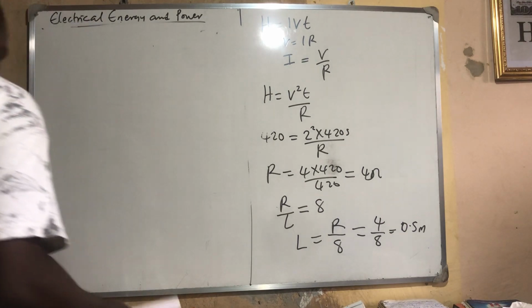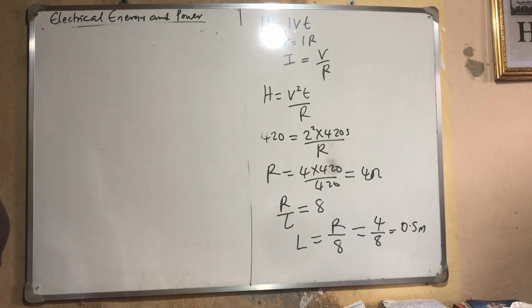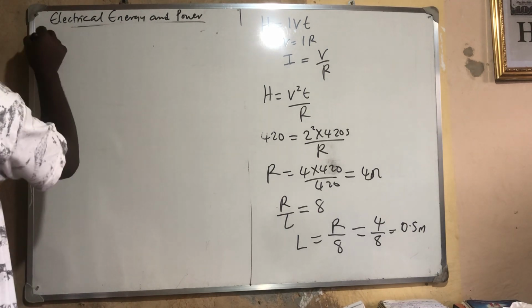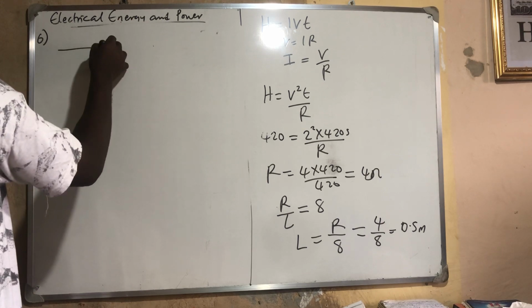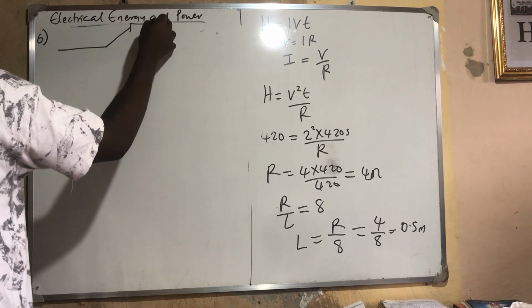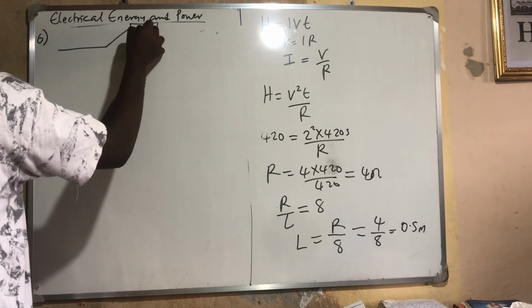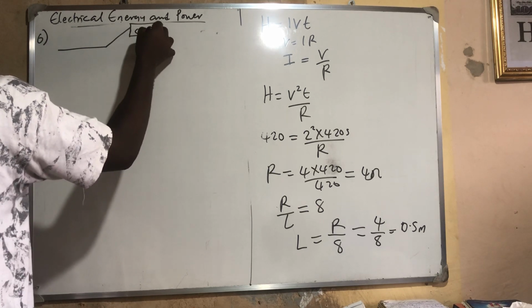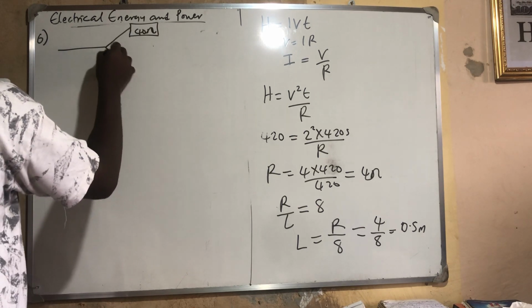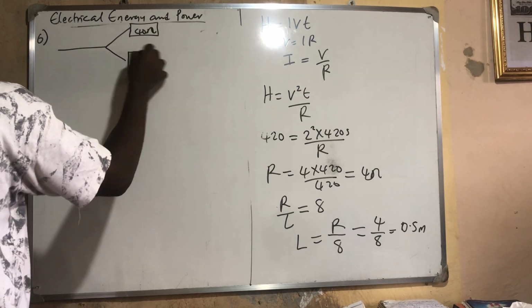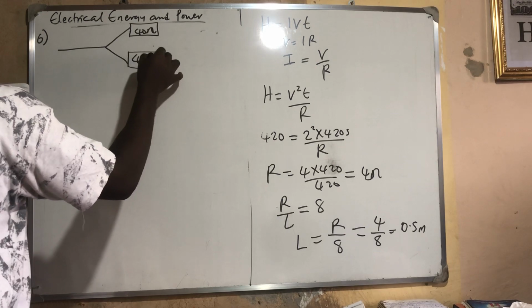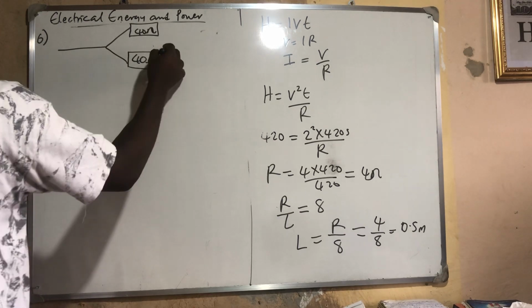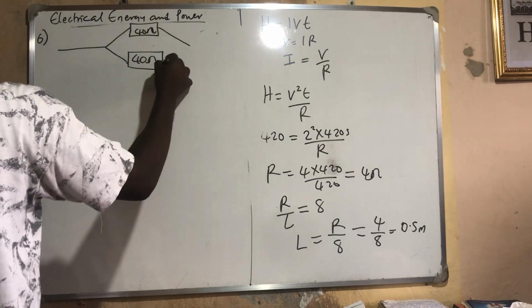So that is that. The next question said calculate, question number 6. They gave us in parallel 40 ohms, 40 ohms, and another 40 ohms again. They are all connected in parallel.